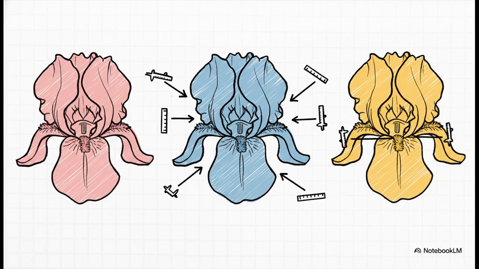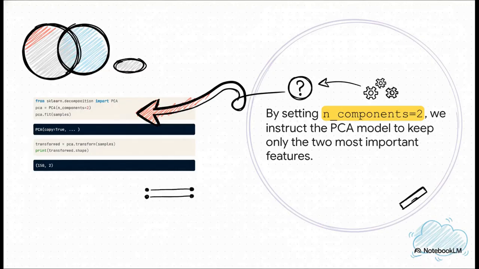Our goal is to see if we can simplify this data down without losing the ability to tell these 3 flower species apart. And here's the code using Scikit-Learn. It's incredibly simple. You import PCA, you create the model, and you just tell it how many components you want to keep.